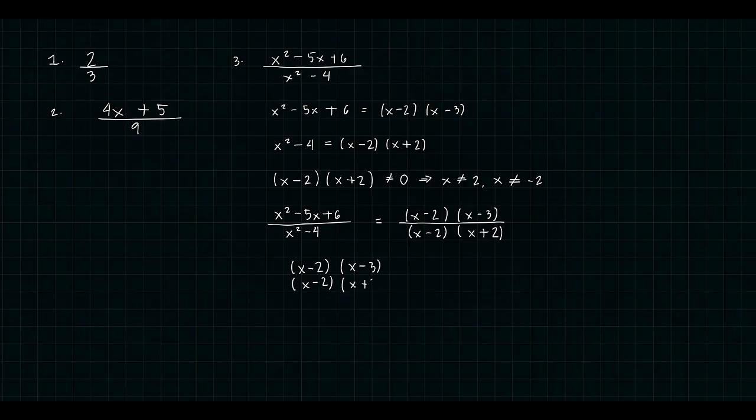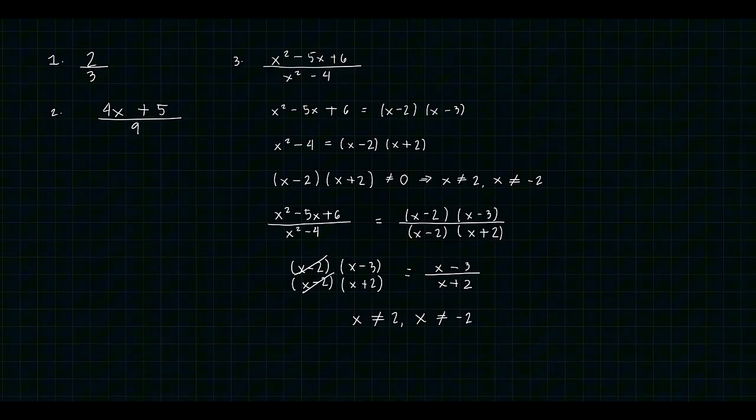After canceling, the simplified fraction is x minus 3 over x plus 2. The restrictions remain the same. x is not equal to 2 and x is not equal to negative 2. So the property of algebraic fractions that we use is property number 3. It is applied when we cancel the common non-zero factor x minus 2.